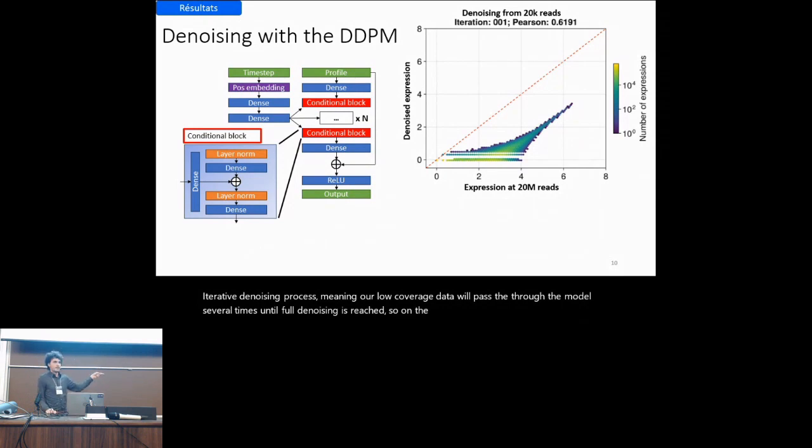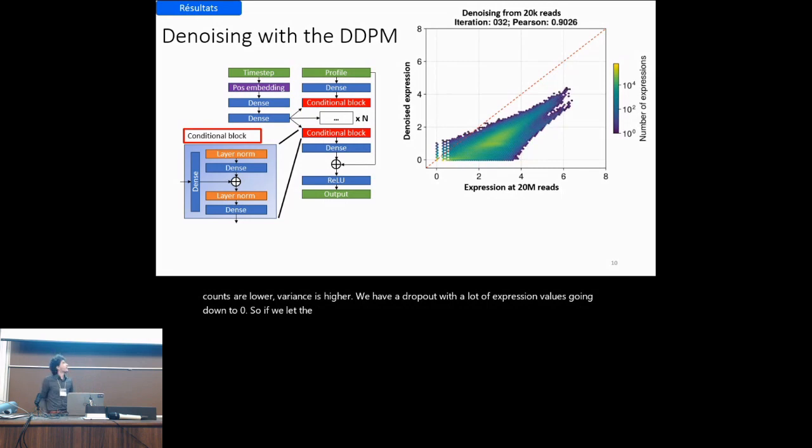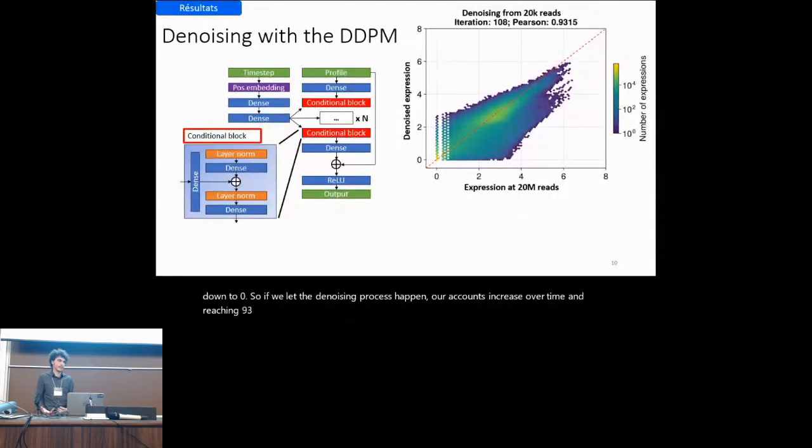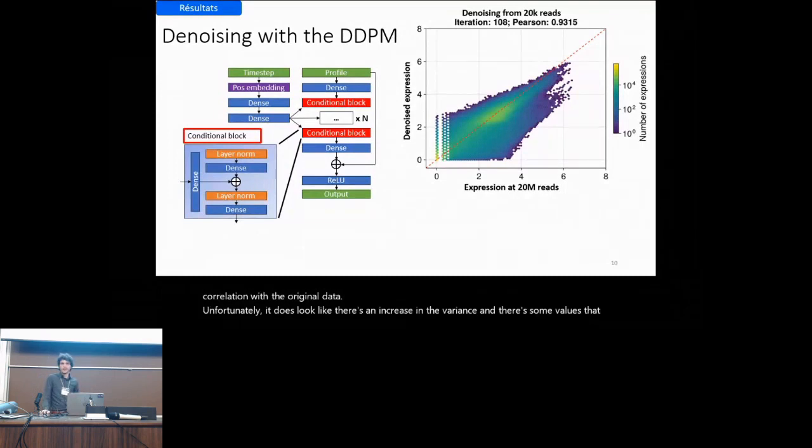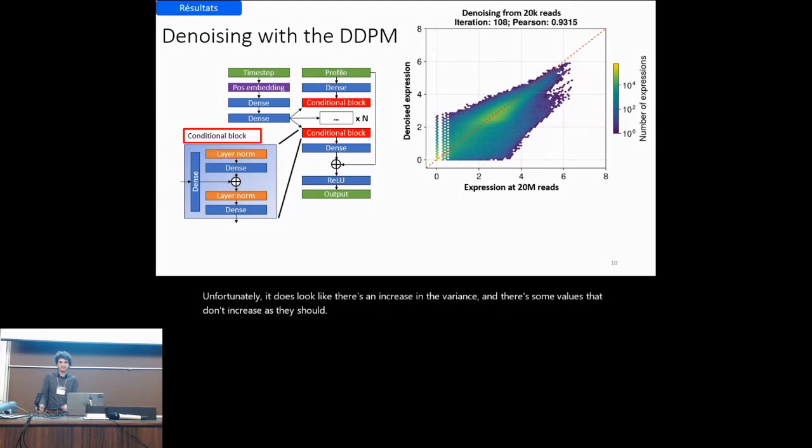So on the right, we have our initial conditions, since we decided to start from 20,000 reads. We plotted for each gene in each sample its value at 20 million reads on the x-axis and at 20,000 reads on the y-axis. So naturally, the counts are lower, variance is higher, we have dropout with a lot of expression values going down to 0. If we let the denoising process happen, our counts increase over time, reaching 93% correlation with the original data. Unfortunately, it does look like there's an increase in variance and there's some values that don't increase as they should. But can we still use it?